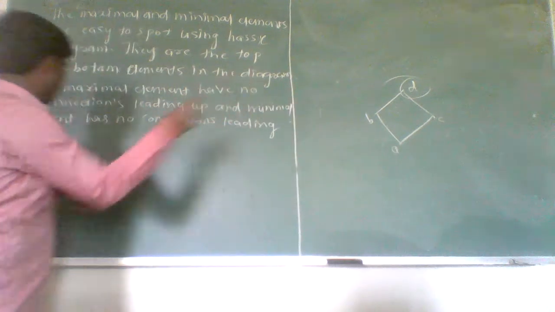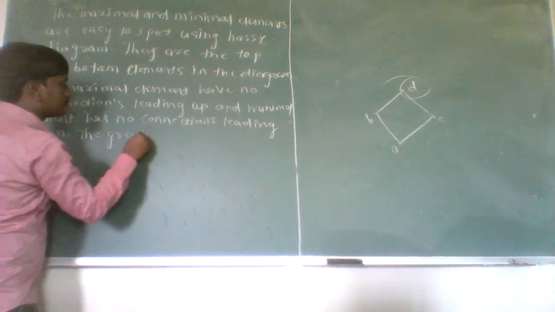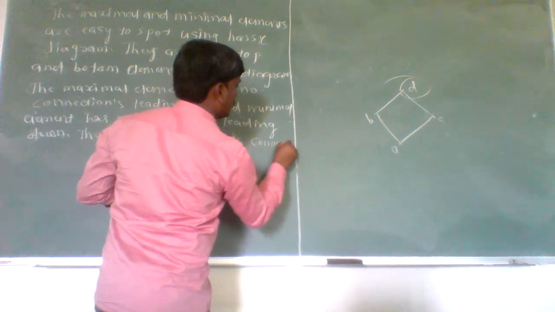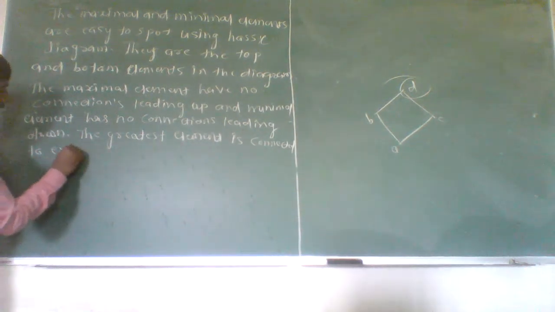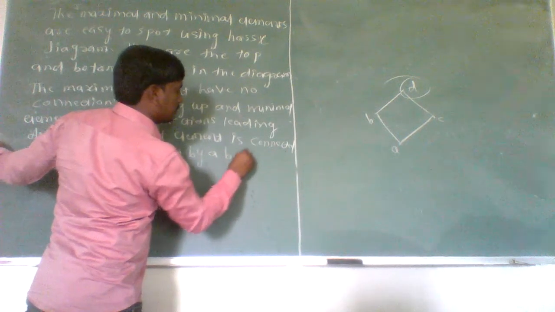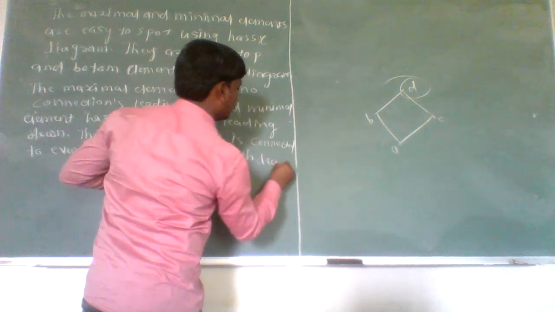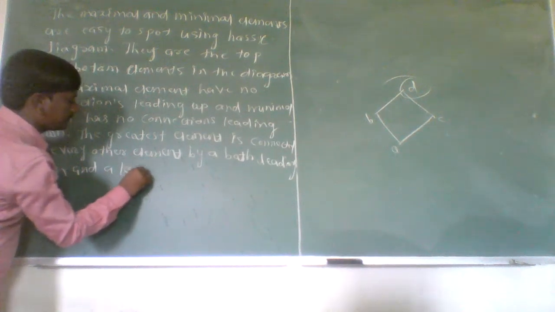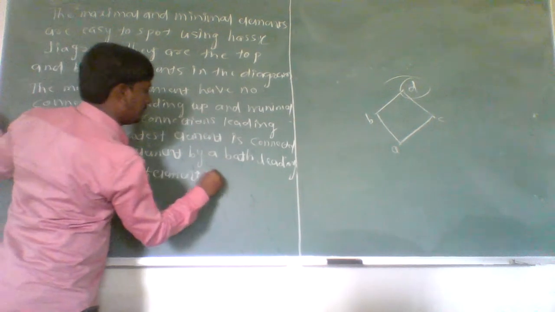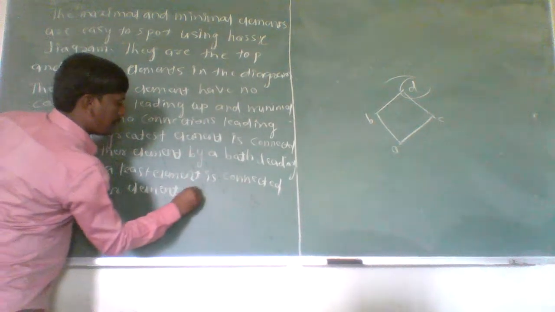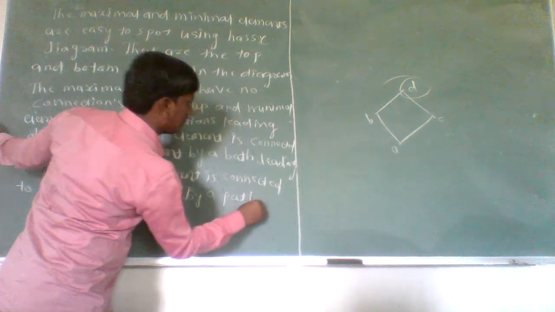Now, this is for maximal and minimal elements. But a greatest element is connected to every other element by a path leading down, and a least element is connected to every other element by a path leading up.